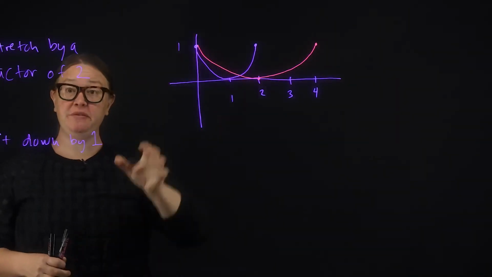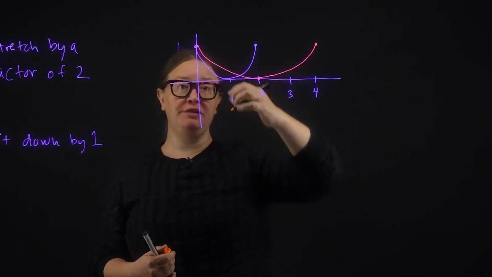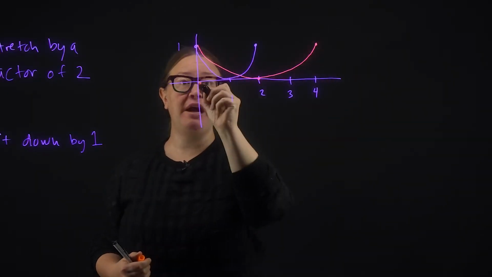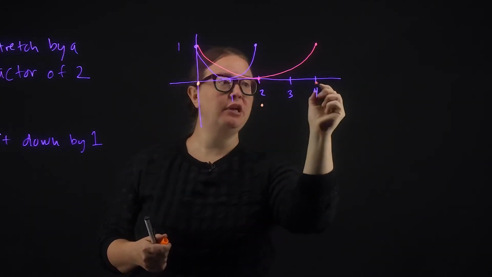Now I want to shift it down by 1, so all of my outputs are shifting down 1. So I'm going to take my pink graph and shift all of my outputs down 1.